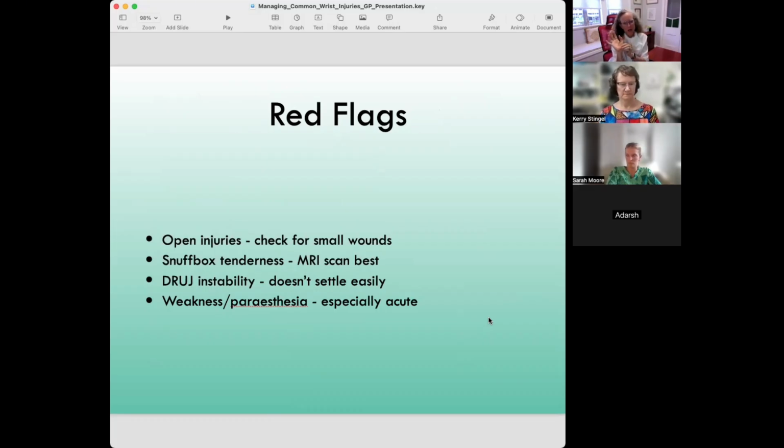Red flags. Look for the small wounds. Sometimes they can have little tiny puncture wounds. Sometimes the little fractures will give them little scratches on their skin. Snuff box tenderness: it kills me, but the MRI scan is the best assessment of a scaphoid fracture. Distal radial instability that doesn't settle quickly. If it doesn't settle easily, refer. Weakness and paresthesia acutely is important.